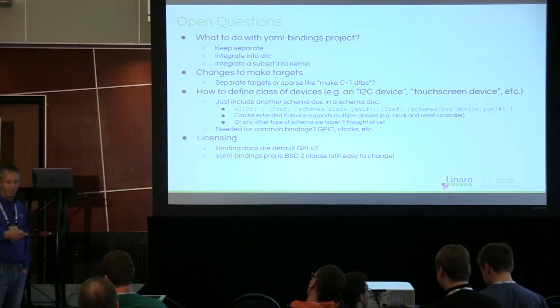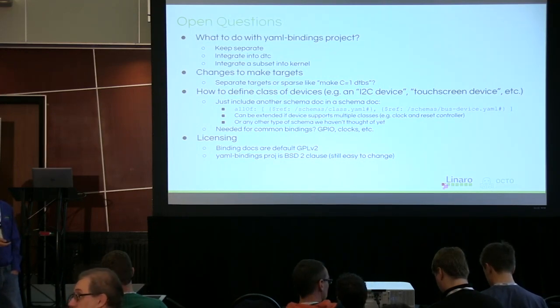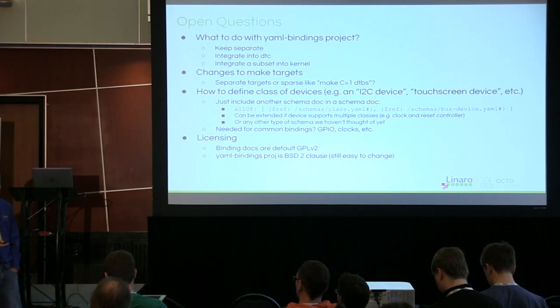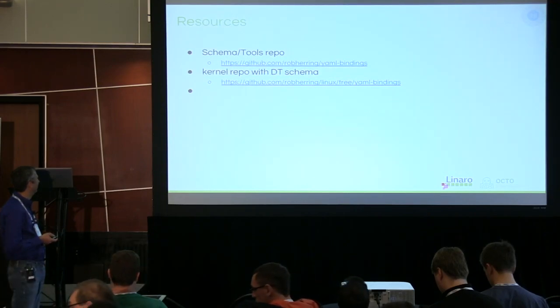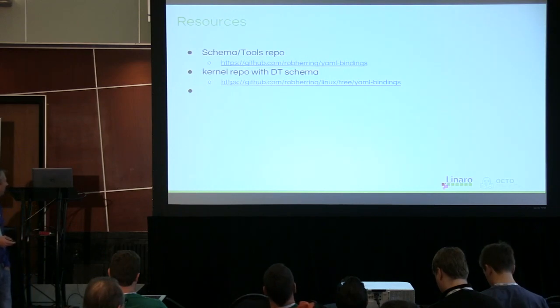In some cases, instead of converting some common bindings in tree, I've moved them into the YAML project, and I've gotten permission to relicense those, but that's like two files. I think that's it. There are links to the schema and tools repo and the kernel branch with DT schema.